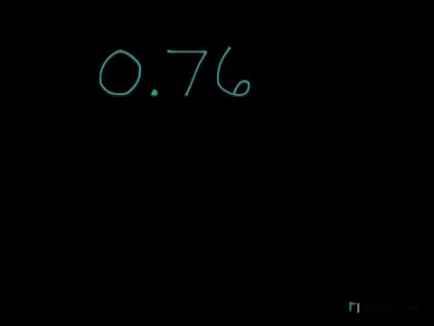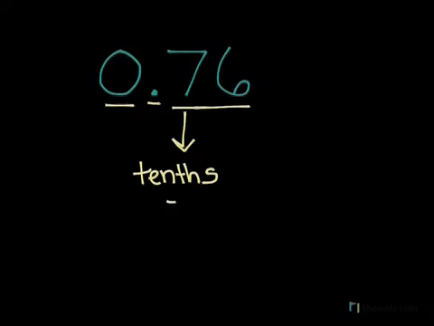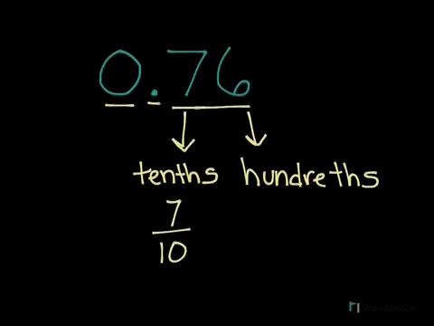Here we have another decimal. The way you would read this is 76/100ths. You would not say 0 and. You would just say 76/100ths. So the 7 is in the tenths place, and the value would be 7/10. The 6 is in the hundredths place. The value would be 6/100ths.